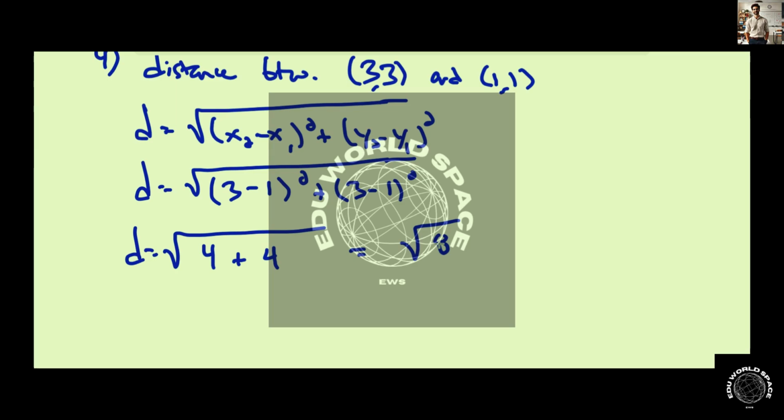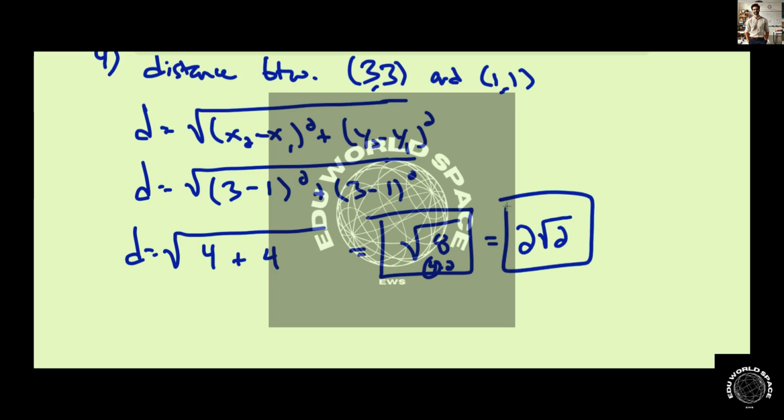This is an exact answer if you have to write your answer exactly. Or since 8 is 4 times 2, you can take the square root of the 4. This is the same thing as 2 times the square root of 2. Or if you're rounding, this is about 2.83. All of these are options, depending on how you have to give your answer.